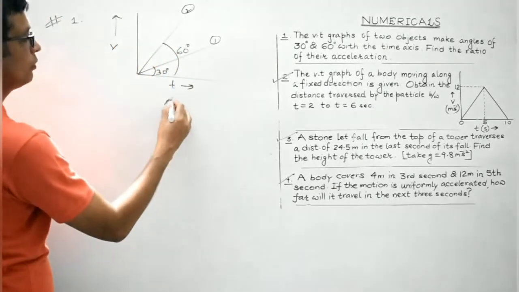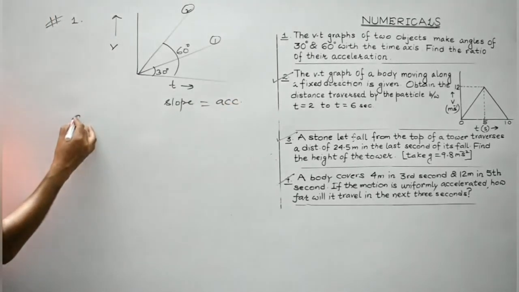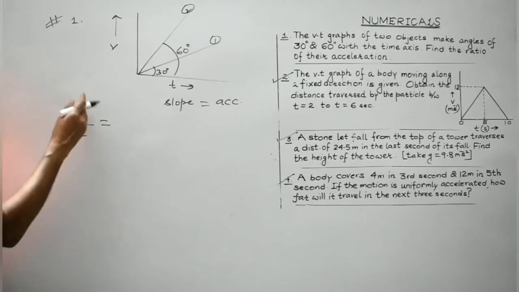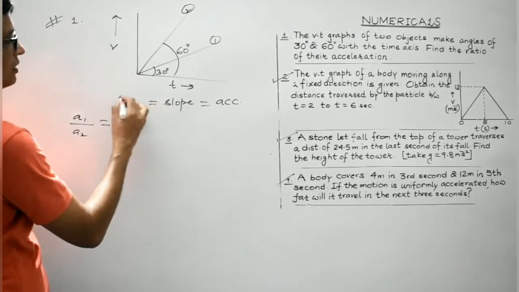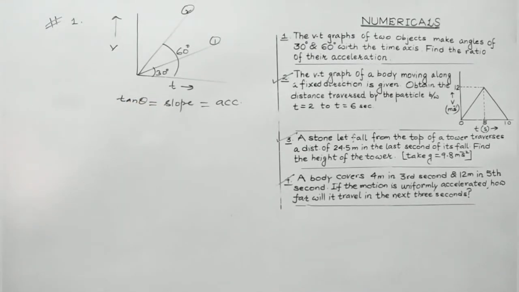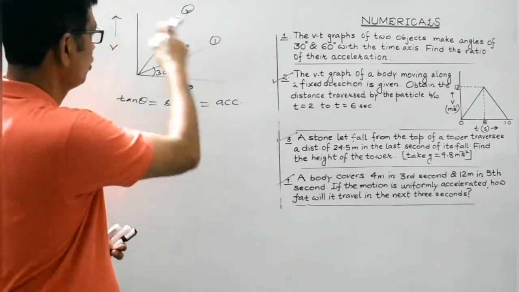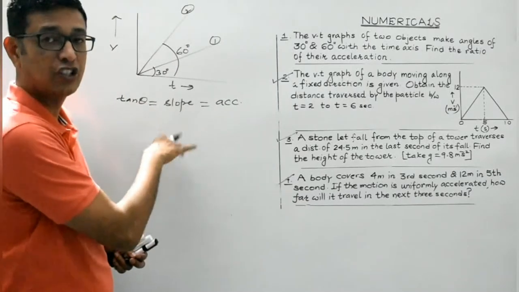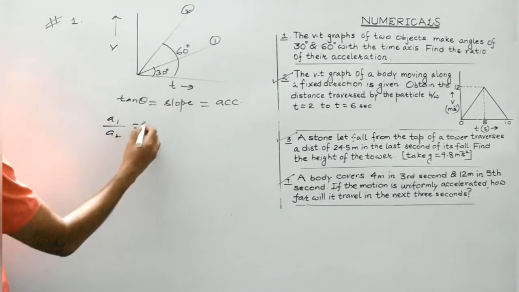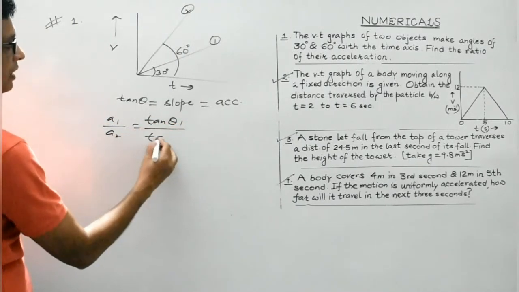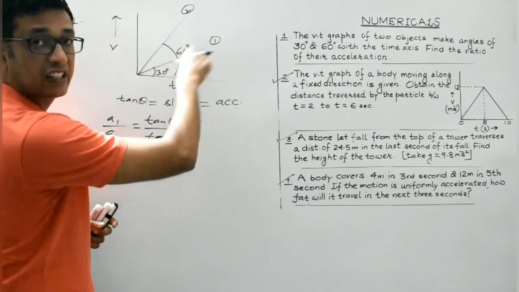Now students, point to be noted is that slope of VT graph, that will give us acceleration. So we are supposed to find out the ratio of the acceleration of the 2 bodies. So slope of VT graph will give us acceleration, and slope is given by tan. So students, tan theta, it's y2 minus y1 divided by x2 minus x1, right? So slope of VT graph will give us tan theta, which in turn will give us acceleration. So the ratio of the acceleration of the two bodies would be given by tan theta 1 divided by tan theta 2.